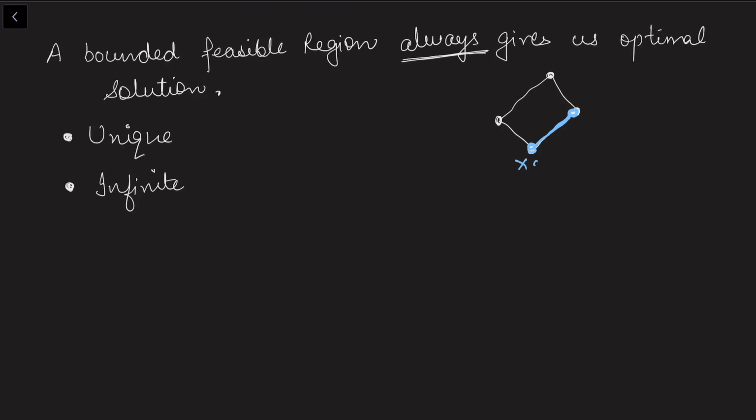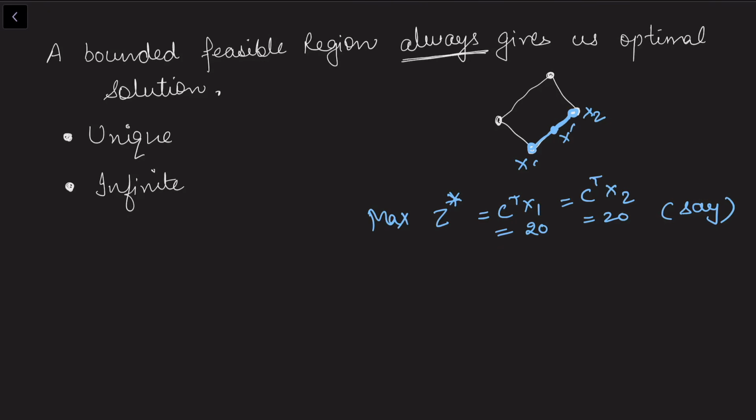Say for example, x1, x2 are the optimal solutions. So C transpose x1 is the best value Z star, and this is also the same as C transpose x2. Here also I get 20 total. Say for example, I am just taking this figure as 20, and this is the best value of maximization. So in that case, if I take any point here, x star, which is on the line joining these 2 points, this means x star can be written as alpha 1 X1 plus alpha 2 X2, and the condition on alpha is that the sum is 1, and each alpha is greater than or equal to 0.